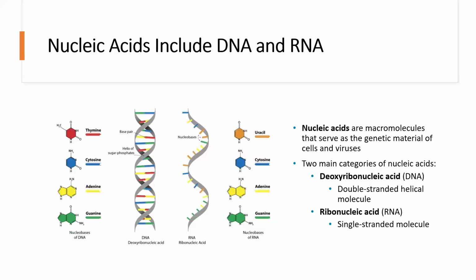Alrighty. So nucleic acids are DNA and RNA. These are macromolecules, right? They're polymers, which means that they're composed of many monomers. The two main ones that we talk about are DNA and RNA. So DNA is our double-stranded version and RNA is our single-stranded version.